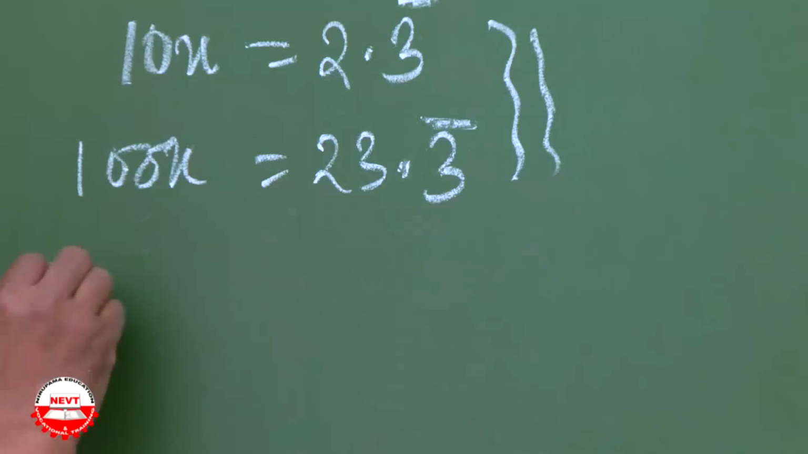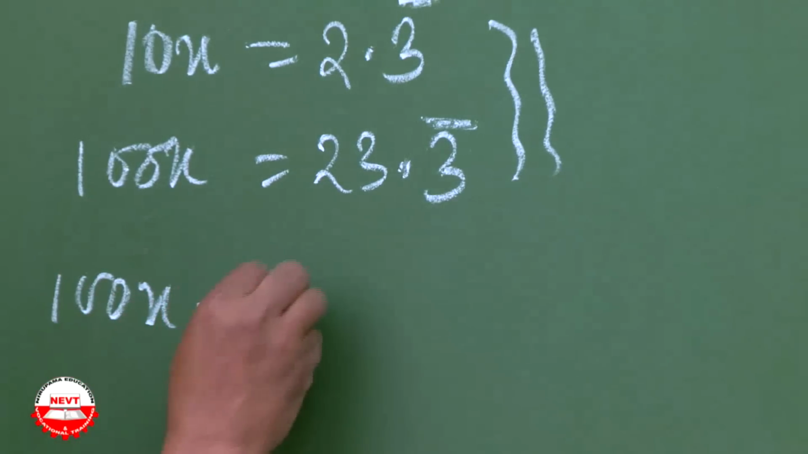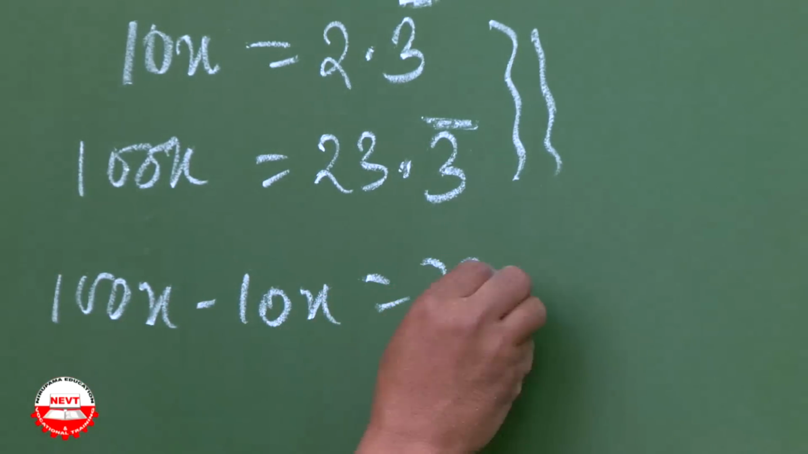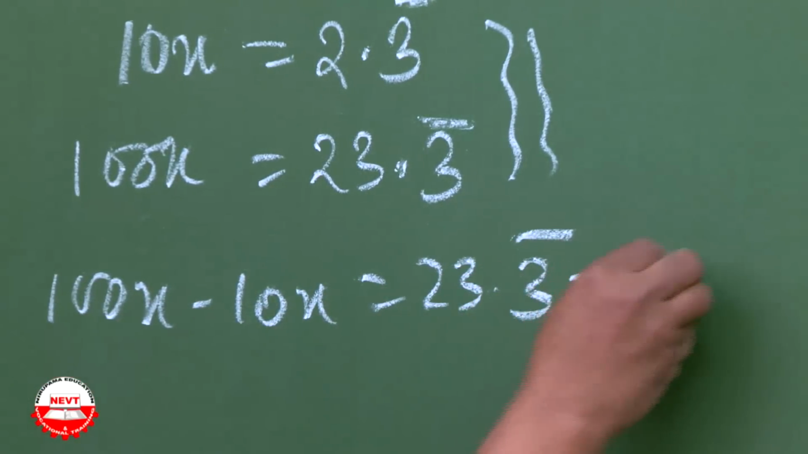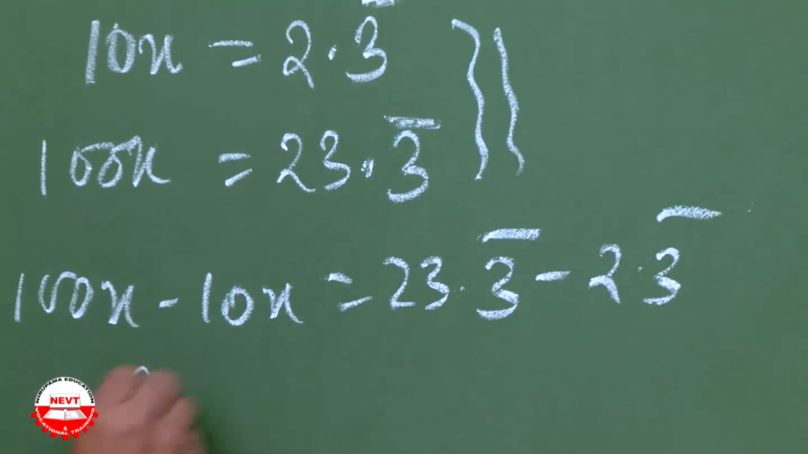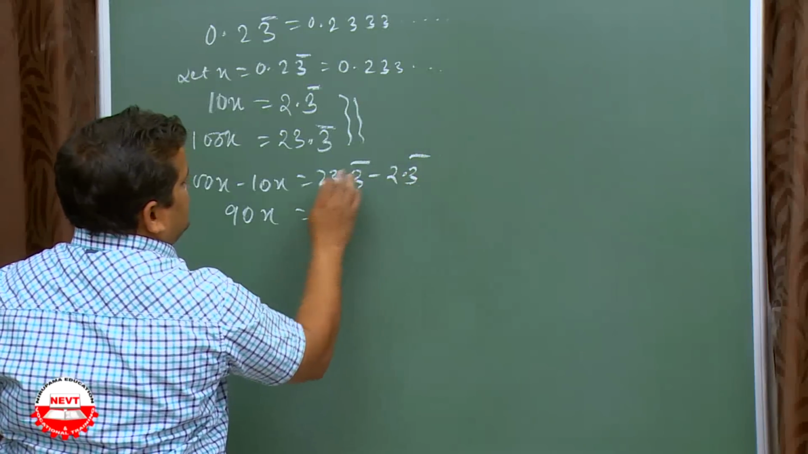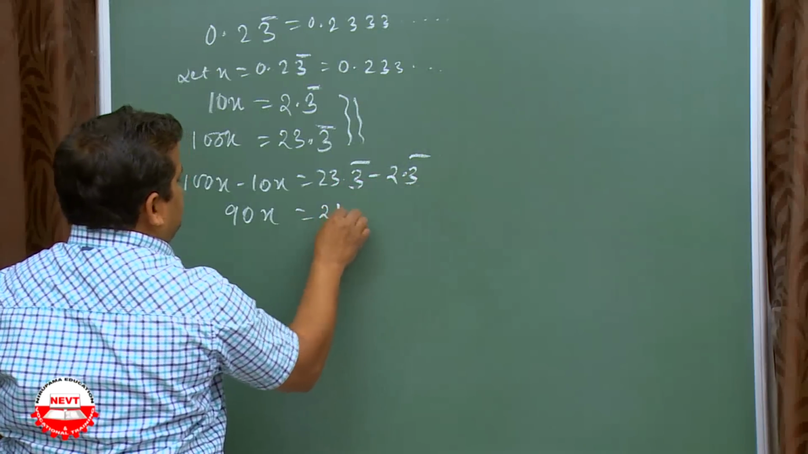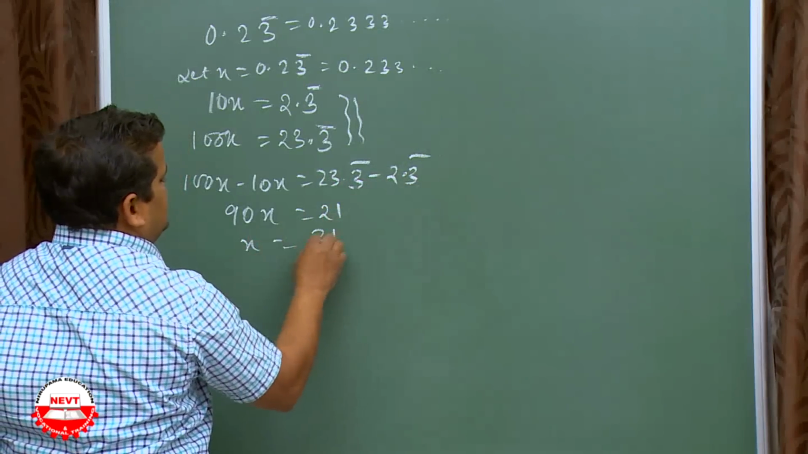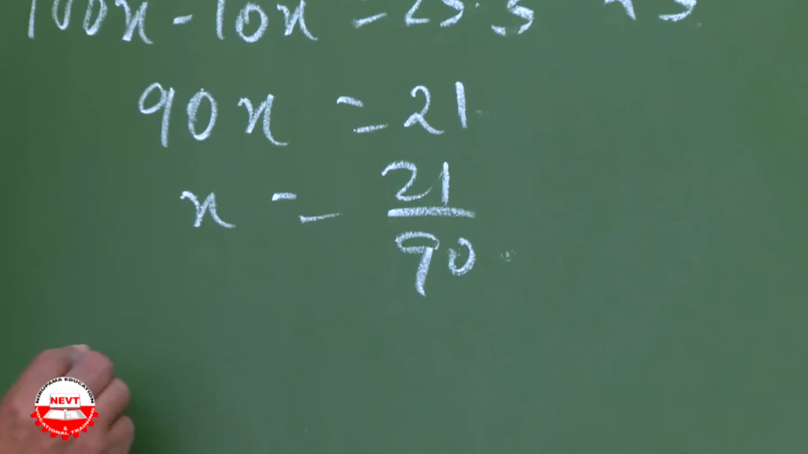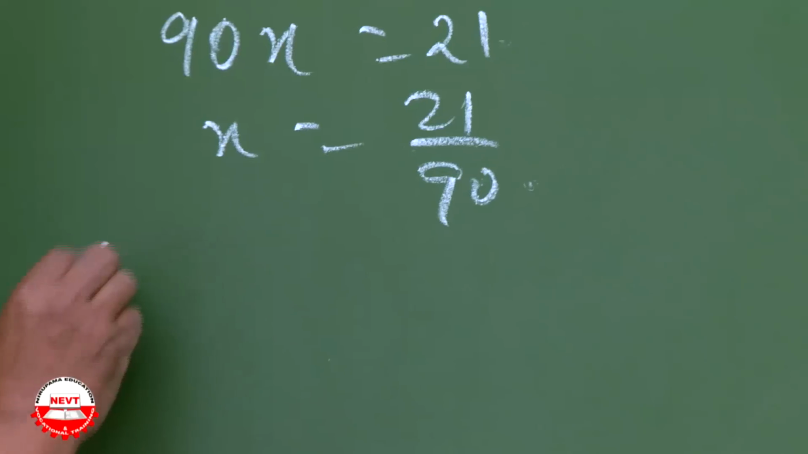So now 100x minus 10x is equal to 23.3 bar minus 2.3 bar. That means 90x is equal to 21, since the bar cancels and 23 minus 2 is 21. So x is equal to 21 by 90.